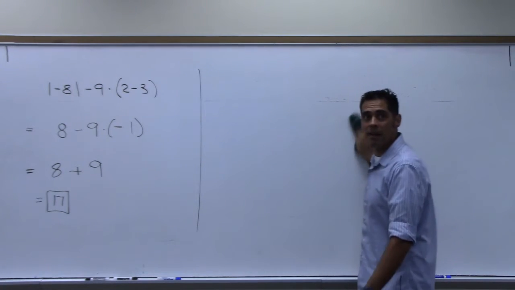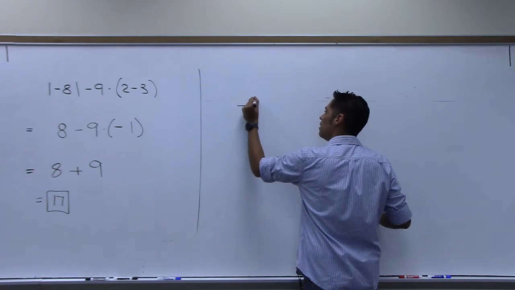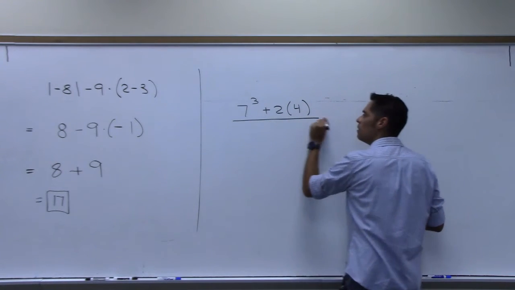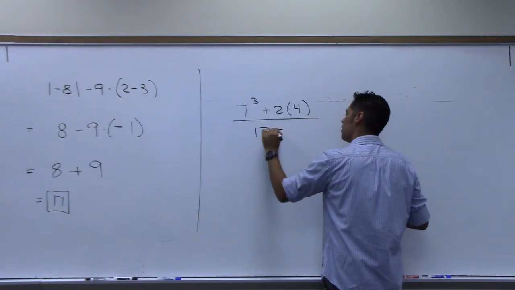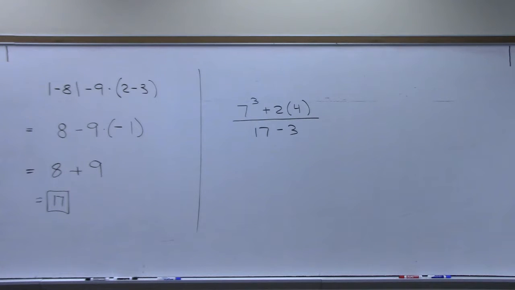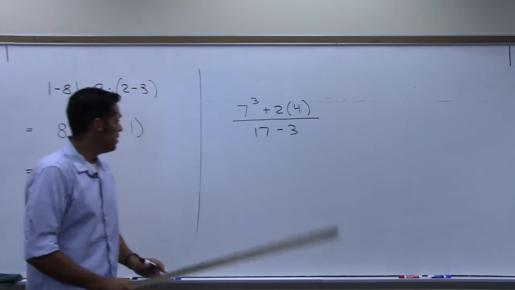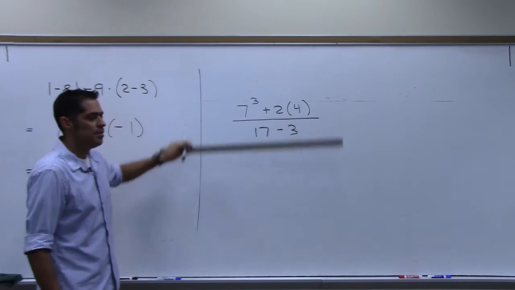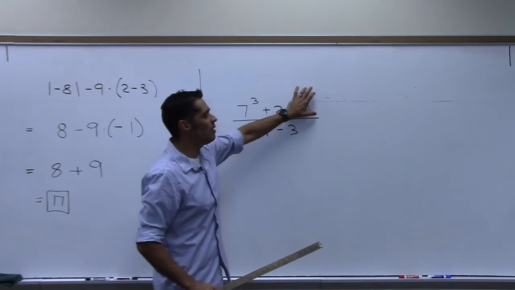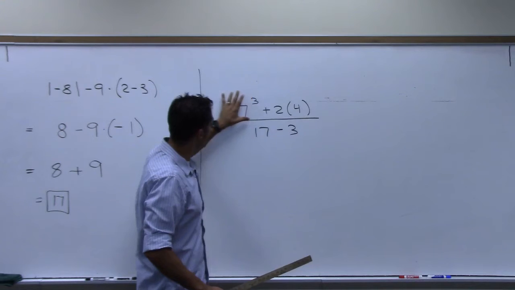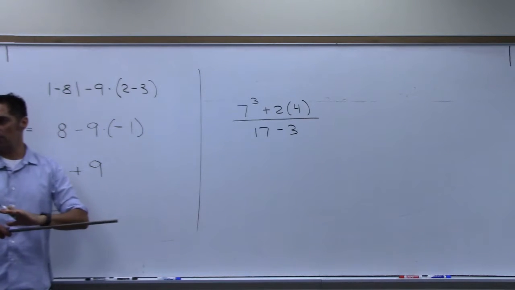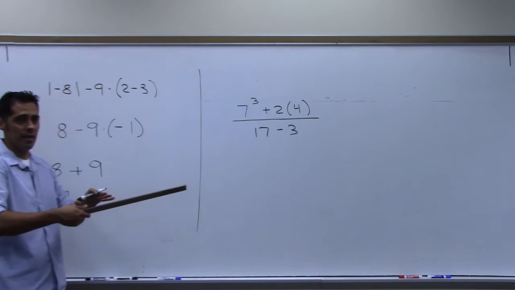Getting into some fraction stuff now. How about 7 to the 3rd power plus 2 times 4 over 17 minus 3. So for this problem, this division bar right here separates your top and bottom, what we call the numerator and denominator. You must completely figure out what's up here first. Take this all the way down, as simple as it can go. Then simplify everything down here, and after you're done doing that, then you can put them together. At no point in time before that can you put these together.